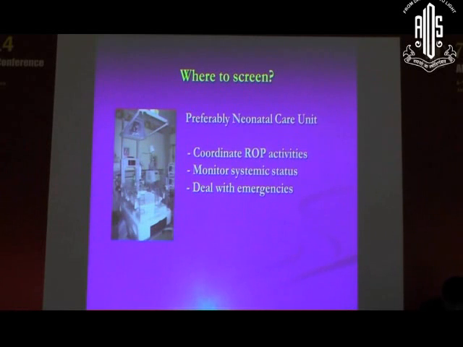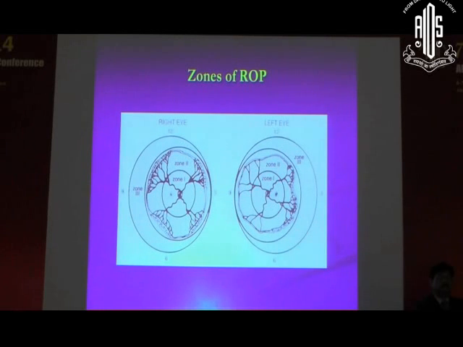We should continue to screen at the neonatal ICU and where it is important all the RP activities, monitor the system status of the babies, and give any emergency which are needed when we do the screening. So we are all aware of the zones, zone 1, zone 2, zone 3. Zone 1 is as small as zone and this is typically where the most severe disease comes. Zone 2 is the most common area that we get to notice RP.